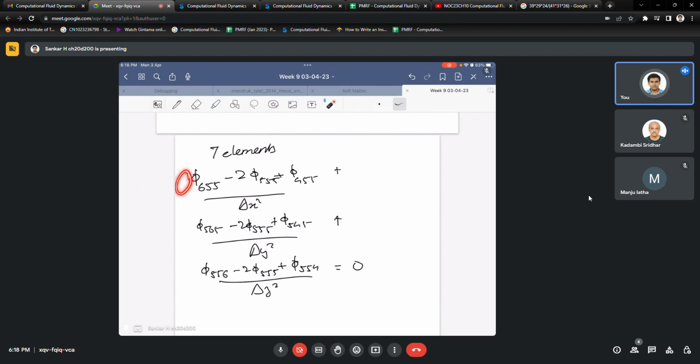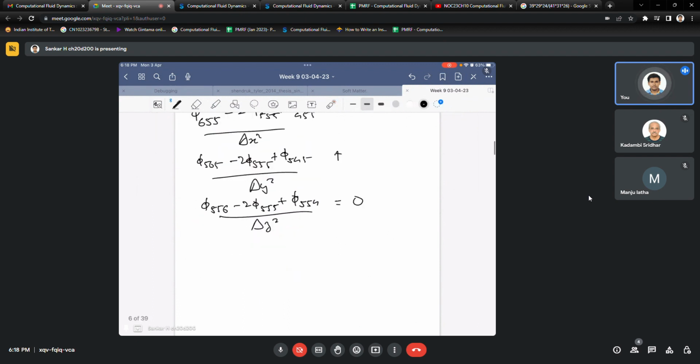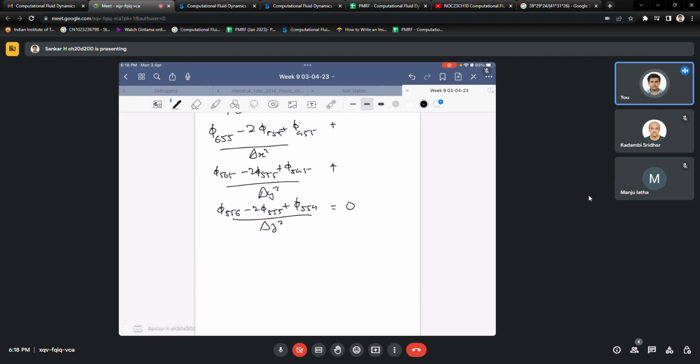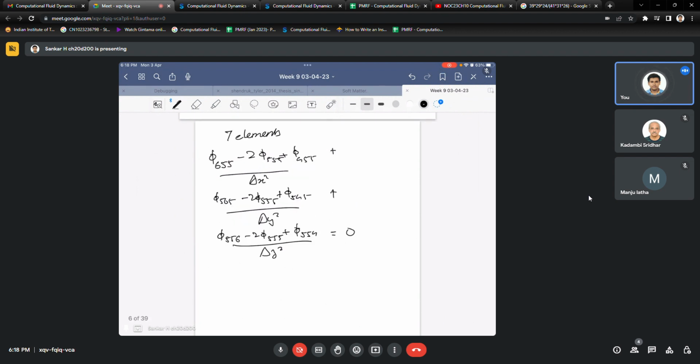So all of these constants have to be equated, and we see that when we write them in the matrix form, we'll get the sum of the coefficients of the non-diagonal elements to be 2 by delta x square plus 2 by delta y square plus 2 by delta z square, and the coefficients of the diagonal elements will be just the negative of that, minus 2 by delta x square minus 2 by delta y square minus 2 by delta z square.